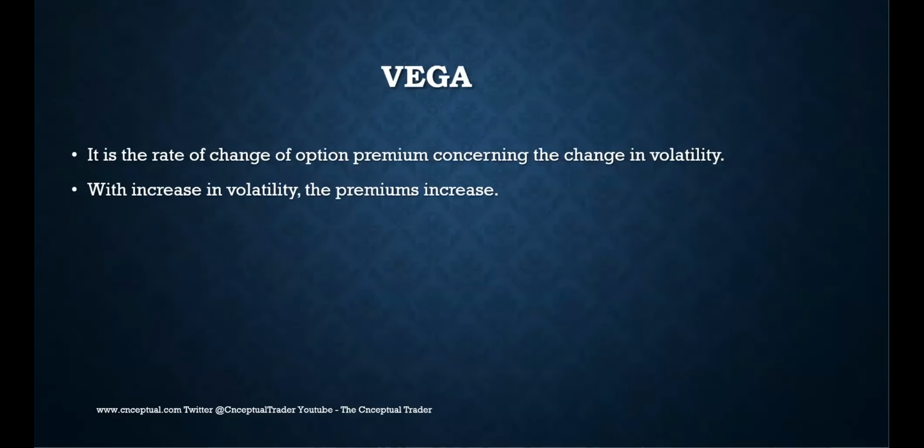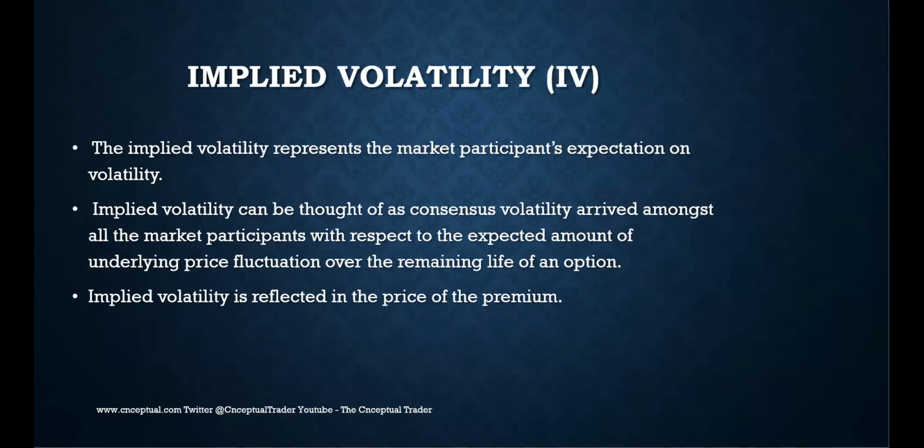Okay, and Vega. Vega is the Greek which is correlated with volatility. What is IV? The implied volatility represents the market participants' expectation of volatility. Who makes the market on any particular day? We have big players like FIIs who are selling the options, and then we have retailers who are buying the options.